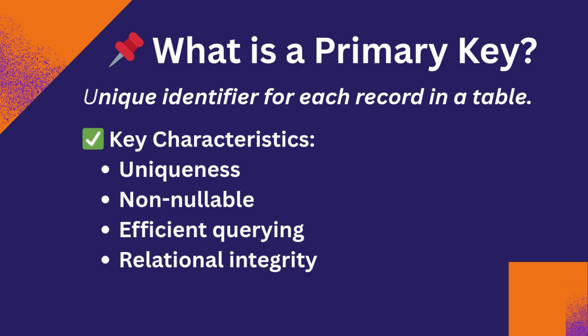Here's what makes a primary key so important. First, it guarantees uniqueness. No two records can share the same key. Second, it can never be empty. Every record must be identifiable. And third, it powers performance. Queries and joins are faster and more efficient.